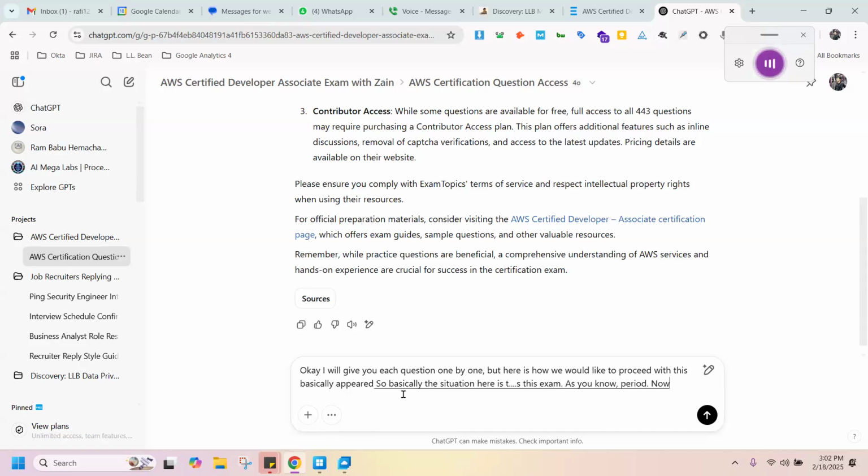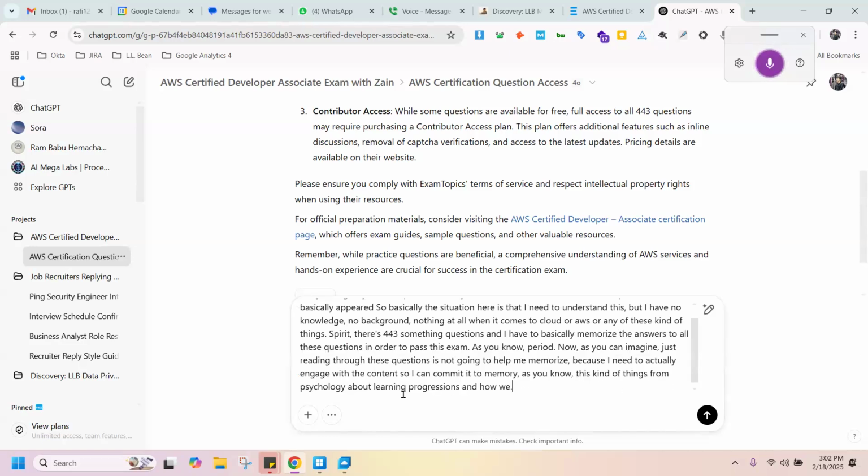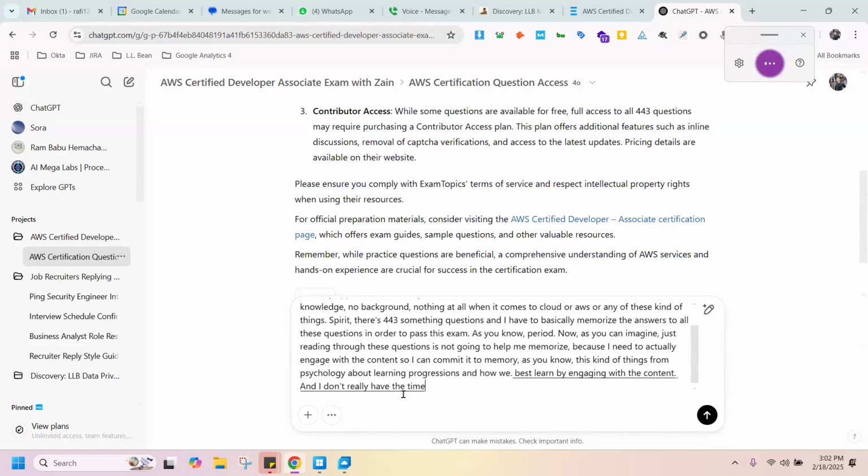Now, as you can imagine, just reading through these questions is not going to help me memorize, because I need to actually engage with the content so I can commit it to memory. As you know from psychology about learning progressions, we learn best by engaging with the content. And I don't really have the time to go into Amazon Web Services and look at every single one of these databases and services one by one in detail.